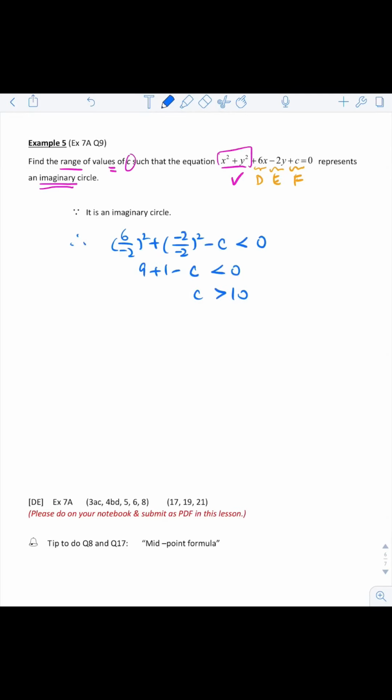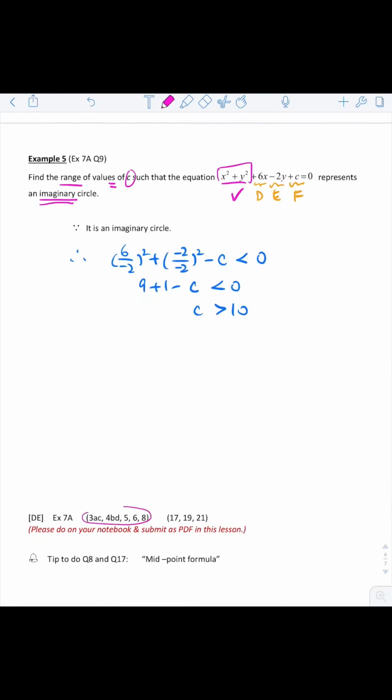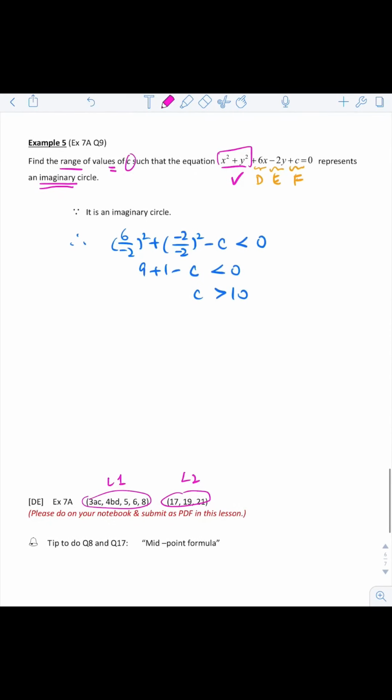Now, okay, you have to try some of the questions in this section to get you familiarized with the formula for finding the center and radius of the circle in general form. Please finish the daily exercise, Exercise 7A. These are some level 1 questions. These are some level 2 questions.